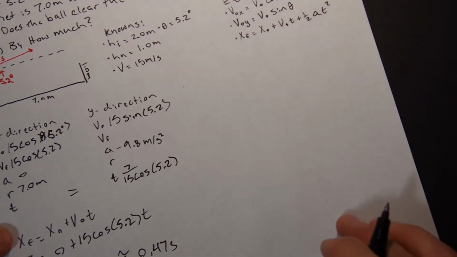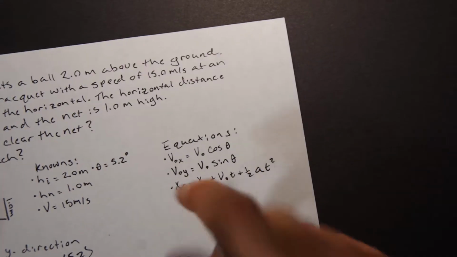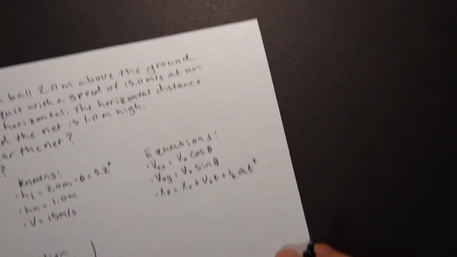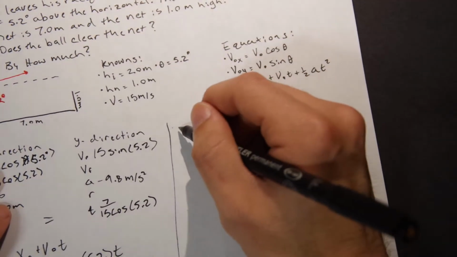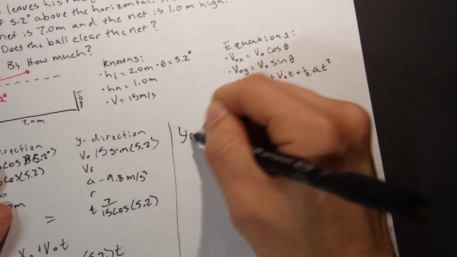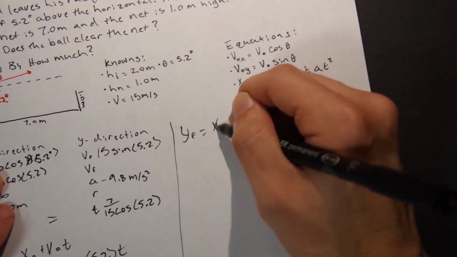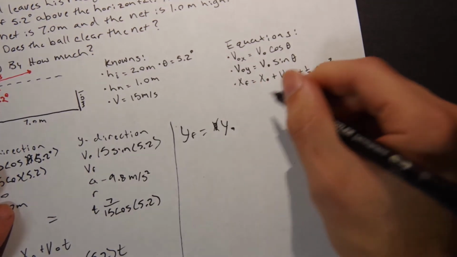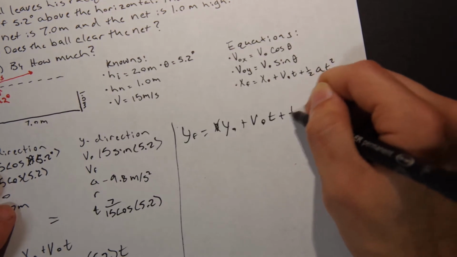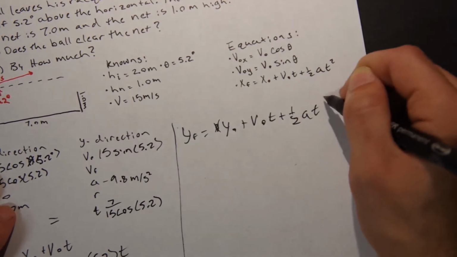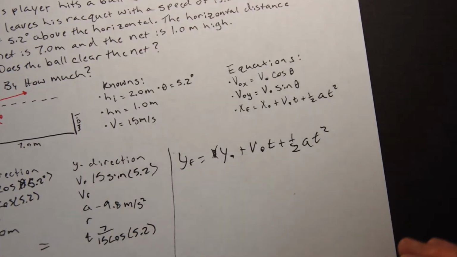Okay, so now we can use this equation up here for the y direction. I'm going to do a little line here. For the y direction, I'm going to label it as y instead of x just so we can be clear. So y final equals y initial plus v naught t plus 1/2 a t squared. Alright, so now we're going to put in our knowns.